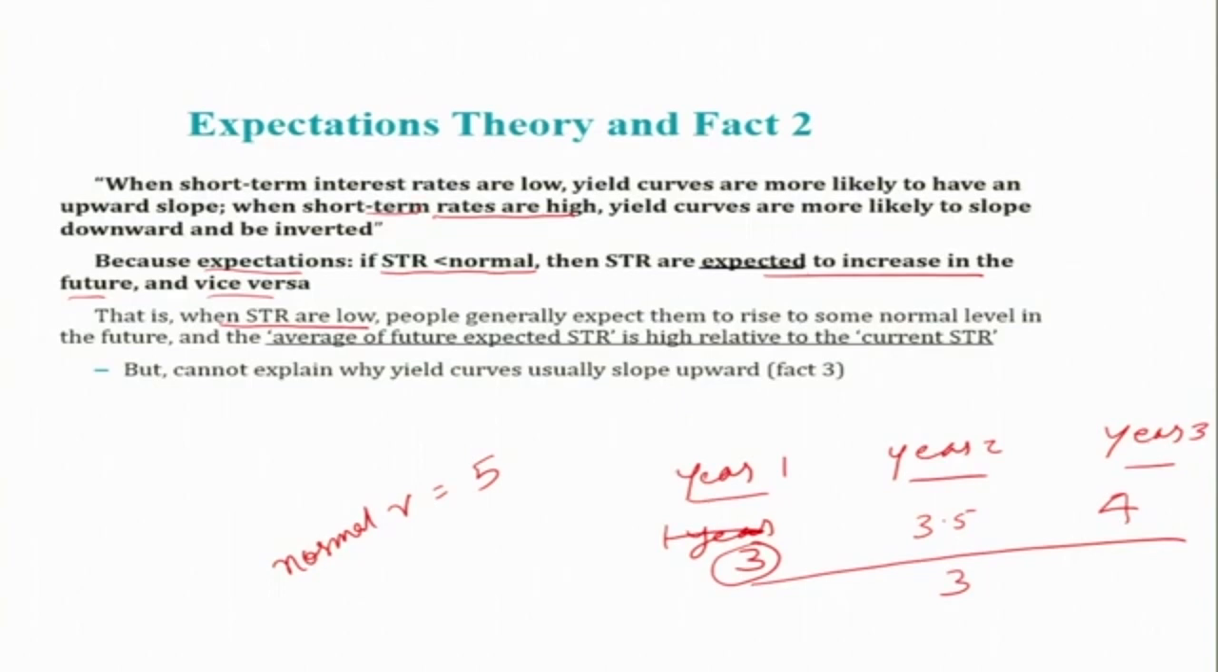However, one of the issues with this theory is that it cannot explain why yield curves are usually upward sloping, why most of the time it becomes upward sloping. So from this explanation, what we have discussed is that when the short term interest rates are low, the yield curves are more likely to have an upward slope. Similarly, when the short term rates are higher than the normal interest rates, the yield curves are more likely to slope downward and be inverted. This is fact number two, but it cannot explain why usually the yield curves slope upward. It cannot explain fact number three.